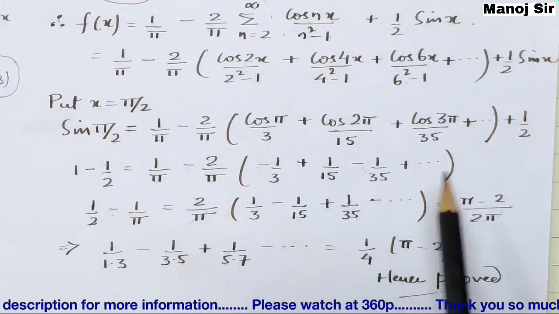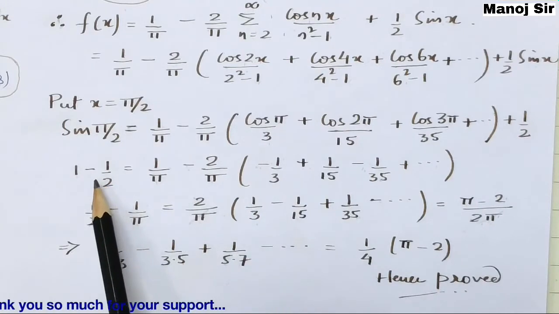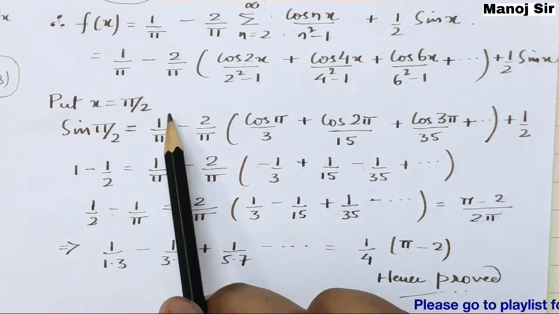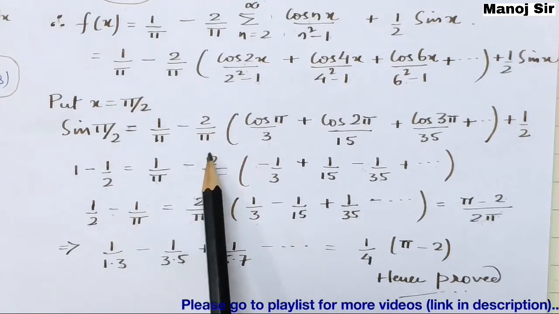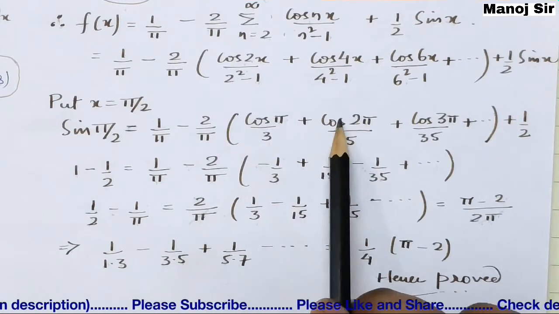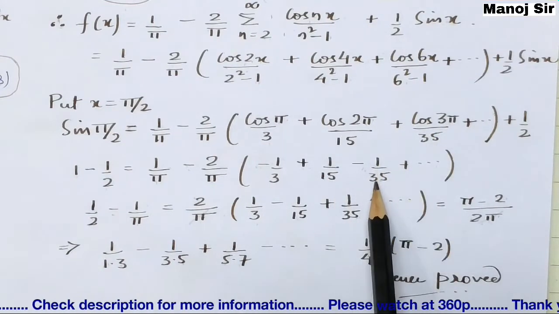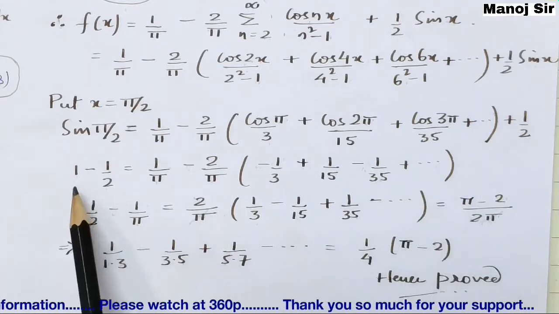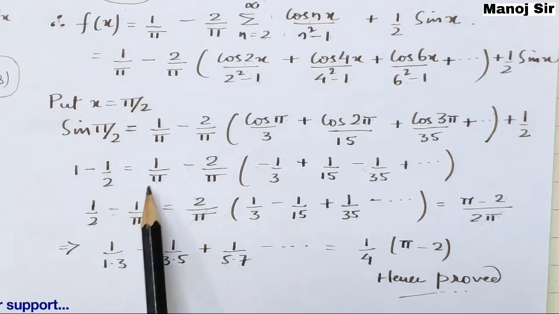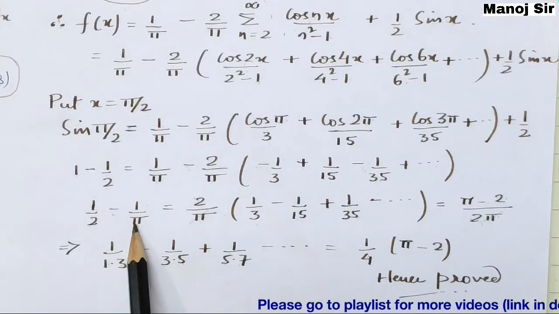Now, sine pi by 2 is 1, and we are taking this half to the left hand side, so this is going to be 1 minus half, that is half again. Here also we have 1 upon pi minus 2 upon pi. Cos pi is how much? Minus 1, so this is minus 1 upon 3. Cos 2 pi is plus 1, that is 1 upon 15. Cos 3 pi is again minus 1, that is minus 1 upon 35, plus dot dot dot. Now on solving this we'll get half. Now again we are taking this to the left hand side, so this will become negative: half minus 1 upon pi.